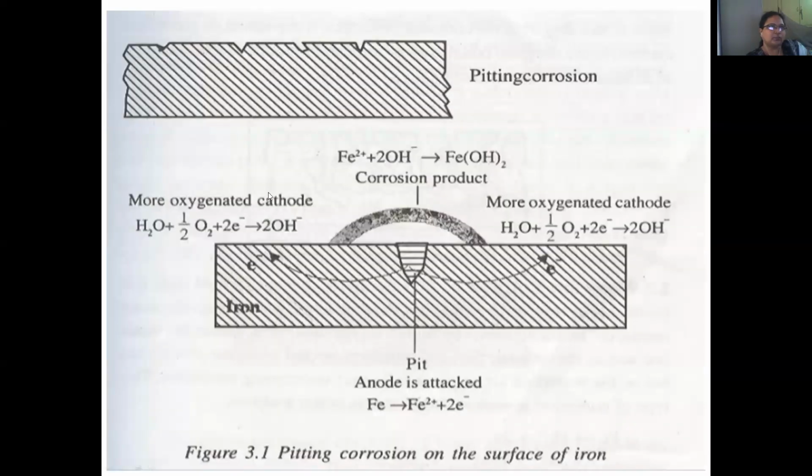If you take pitting corrosion, example iron. So you can take this pit. Here in this pit, made up of iron, iron is getting oxidized and the water with oxygen is forming hydroxyl ions. These OH minus ions react with the Fe2+ ions to form ferrous hydroxide. So here rust formation can take place. So pitting corrosion on the surface of iron you can give as an example.